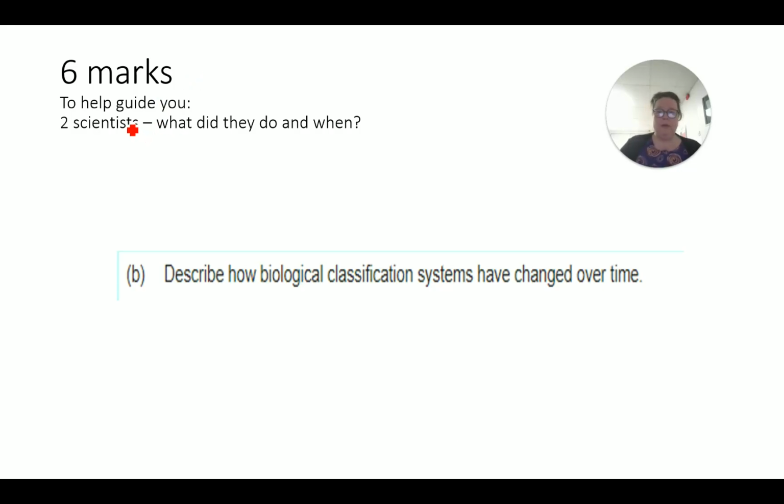Who were the two scientists? What did they do? And when? So pause the video and see if you can have a go at that, and we'll look at the mark scheme. Right, so I said to you, do the 2 scientists, what did they do and when? So we're going to look at both the Carls, Carl 1 and Carl 2.